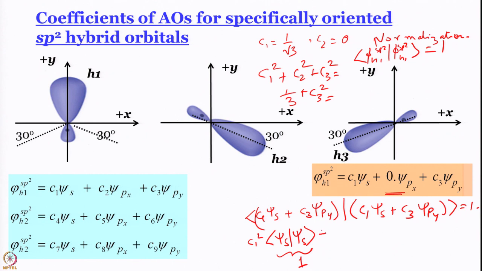Similarly, I can get C 3 square. Again, I will get psi p y into psi p y integral whole square, plus I write C 1 C 3 integral psi s psi p y. That is going to be equal to 0, right? Because this s and p are orthogonal to each other. Similarly, the last term will also be equal to 0. So, C 1 square plus C 3 square will be equal to 1. So, 1 third plus C 3 square equal to 1. So, C 3 is equal to the square root of 1 minus 1 third, which is 2 third, root over 2 by 3. Not very difficult to figure.